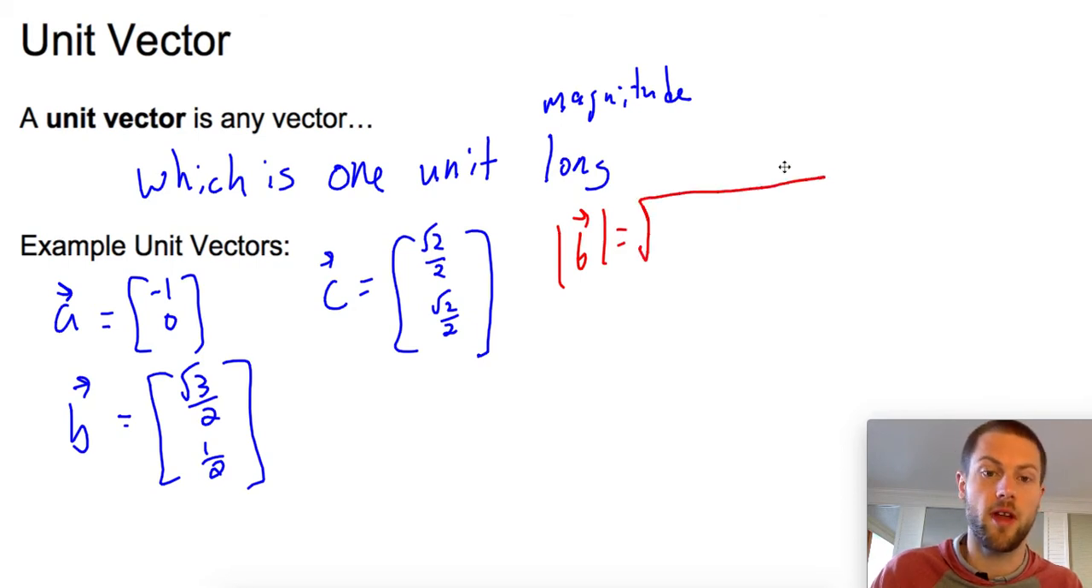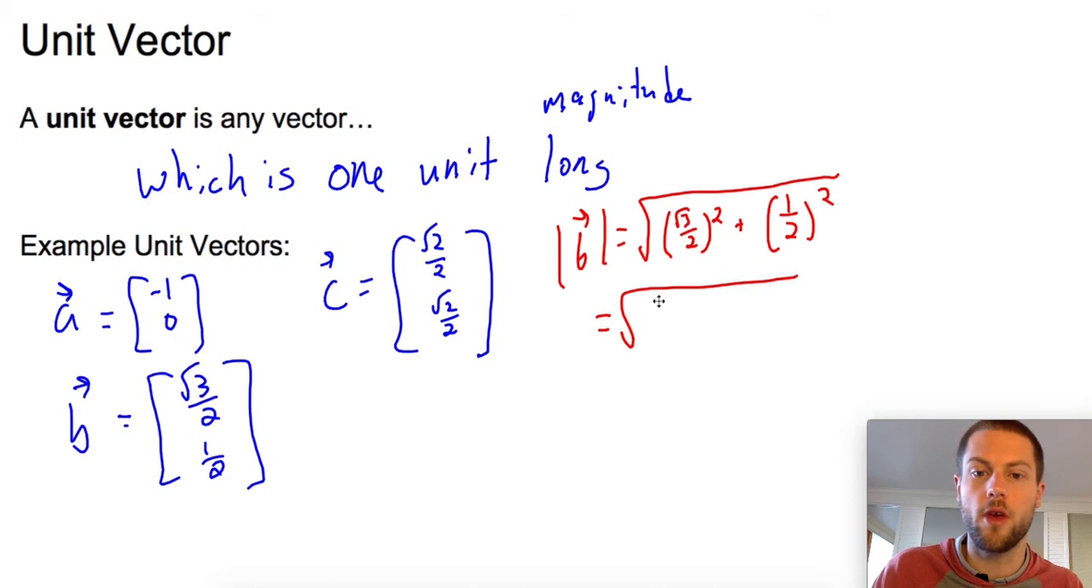And we test that by finding the magnitude of B, so that's equal to the square root of root 3 over 2 squared plus 1/2 squared. If I carry that through, that's the square root of 3/4 plus 1/4. And this is looking pretty good. This is the square root of 4 over 4, or 1, which is equal to 1. So this is a unit vector.